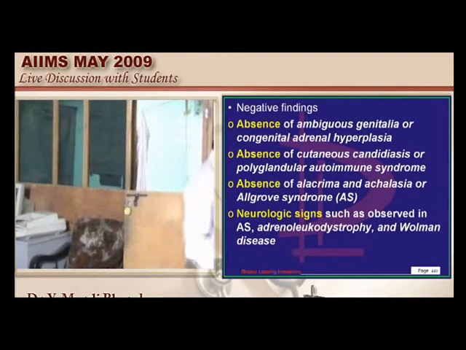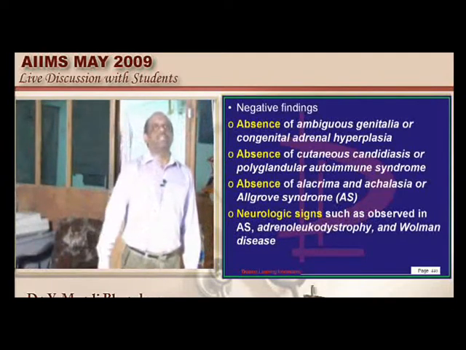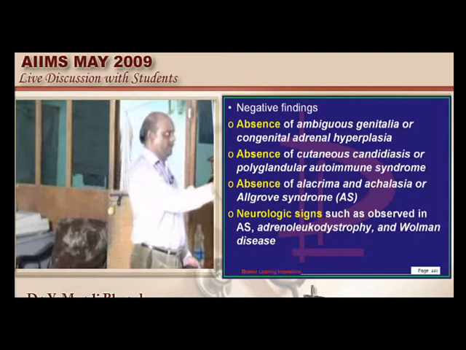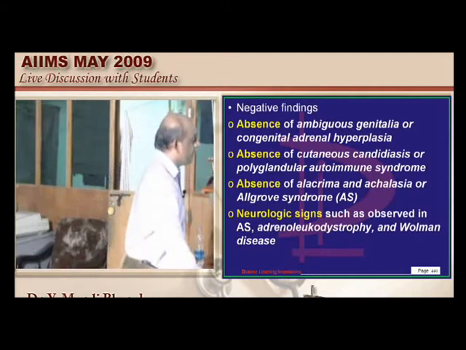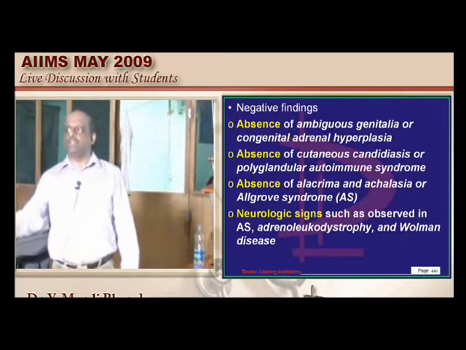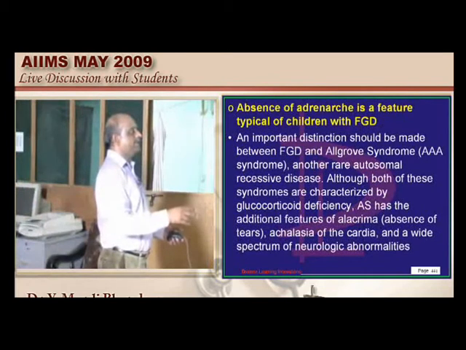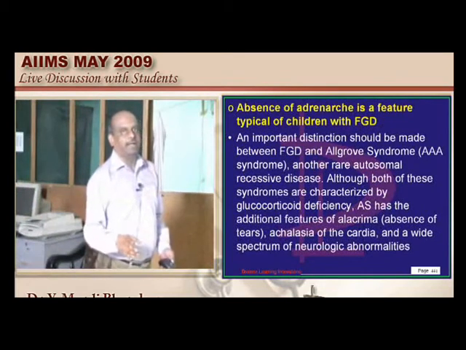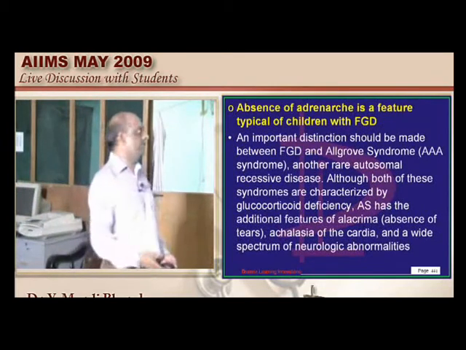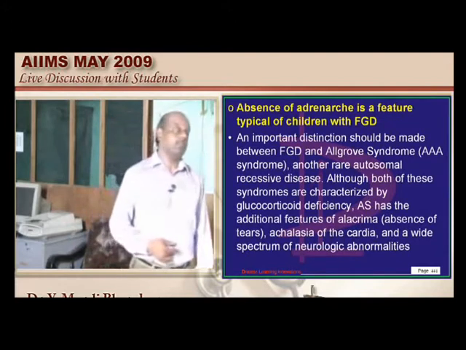There should not be alacrima or achalasia. Otherwise it becomes Allgrove syndrome, where glucocorticoid deficiency can be associated with alacrima and achalasia. There should not be any neurological signs, otherwise it becomes adrenoleukodystrophy or Wolman's. There can be an absence of adrenarche in the case of the familial glucocorticoid deficiency, is what needs to be remembered.